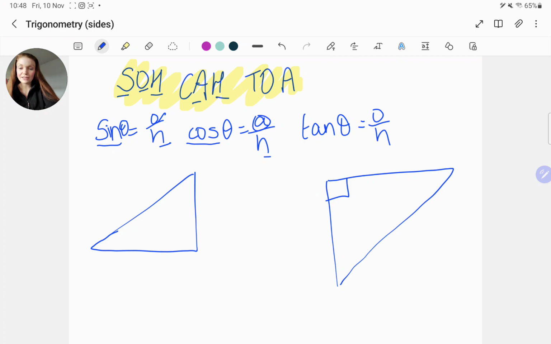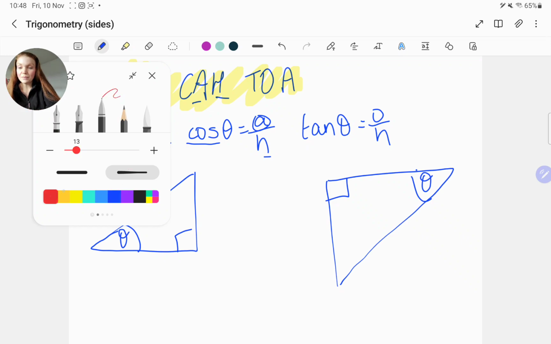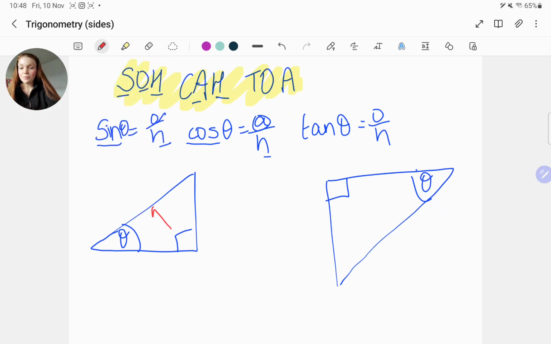So here we have two right angle triangles. In this one, I'm going to say there's my angle, so there's theta. And in this one, I'm going to say theta is up there. Okay, so we're going to label these sides. So we know from Pythagoras that the side opposite the right angle is the hypotenuse. So those are my hypotenuse sides opposite the right angle. And the side opposite the angle is opposite.